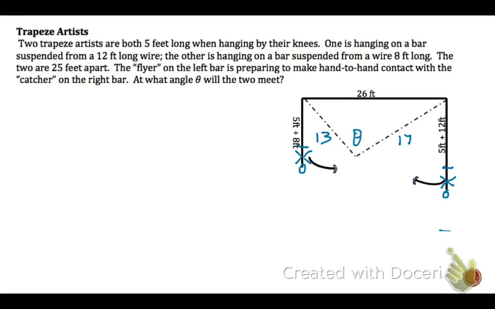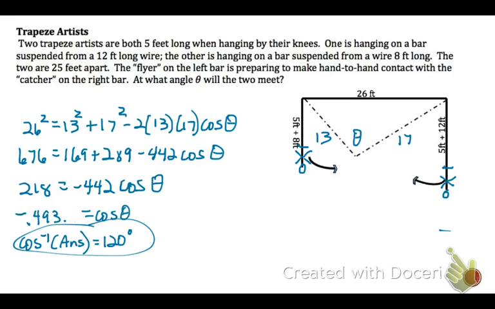So we'll set it up. Our length that is across from the angle is 26. So 26 squared equals 13 squared plus 17 squared minus 2 times 13 times 17 times the cosine of theta. Now I want you to pause the video and solve for theta, because I'm sure you're getting good at it, and then come back and check your work. So the angle that those trapeze artists meet is 120 degrees. So check your work, and if you did not get the same answer, look and see where your mistake occurred.